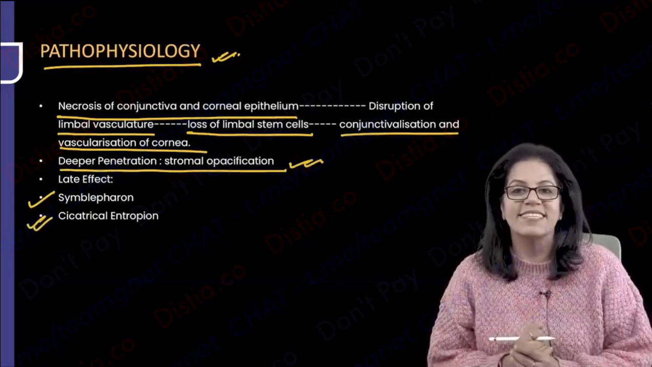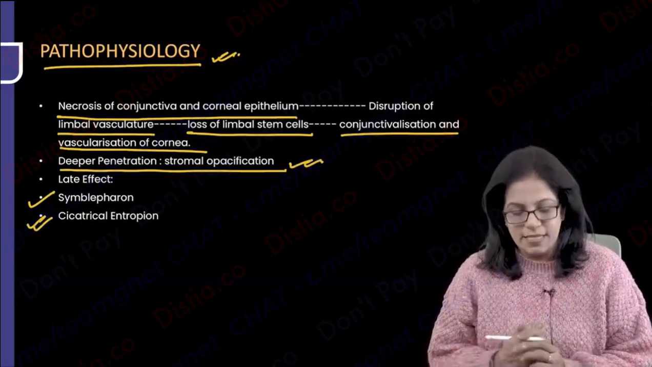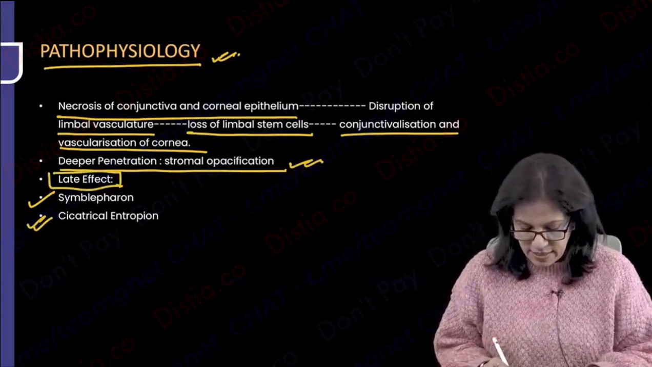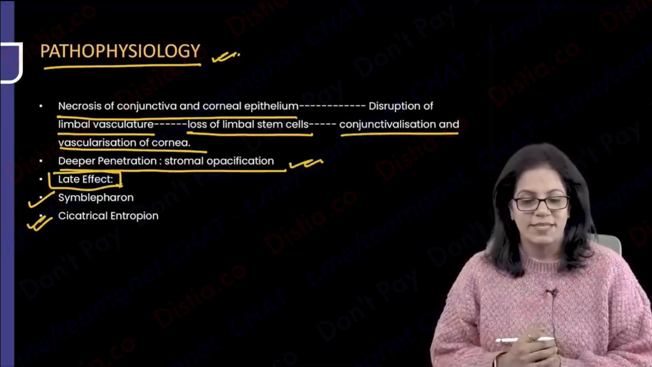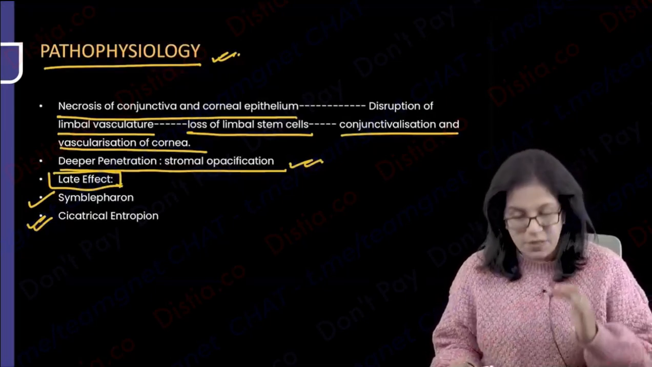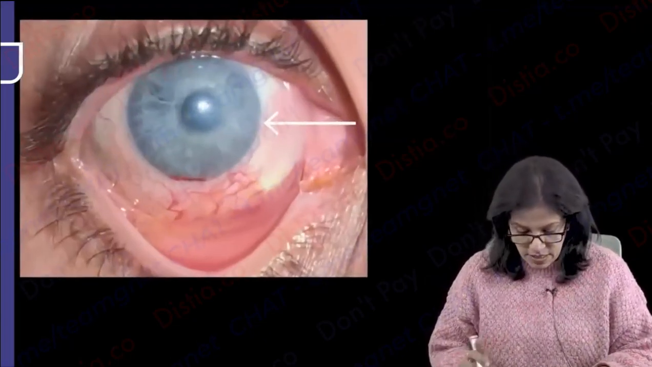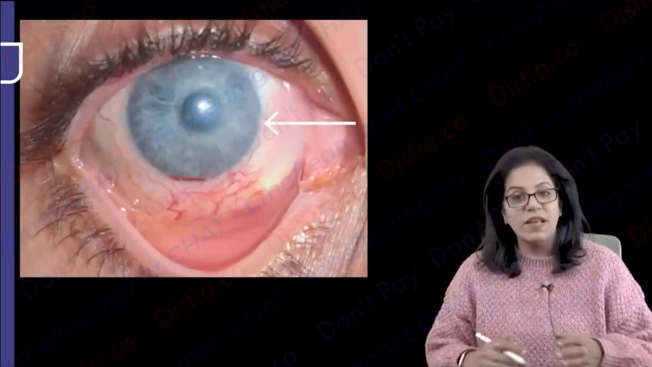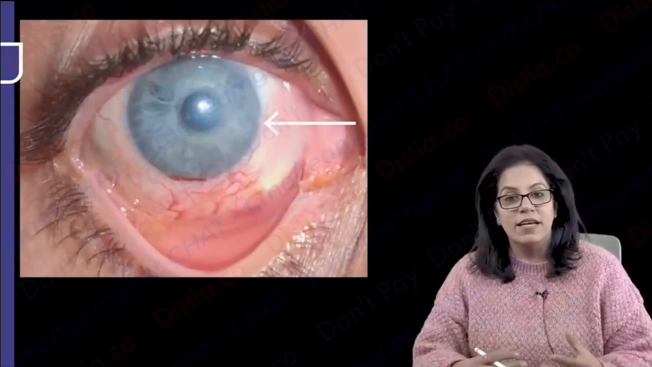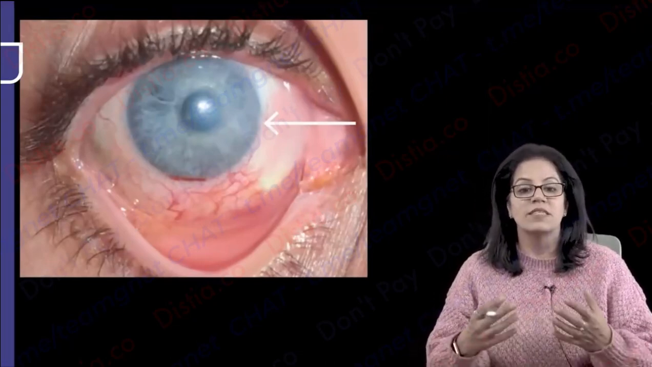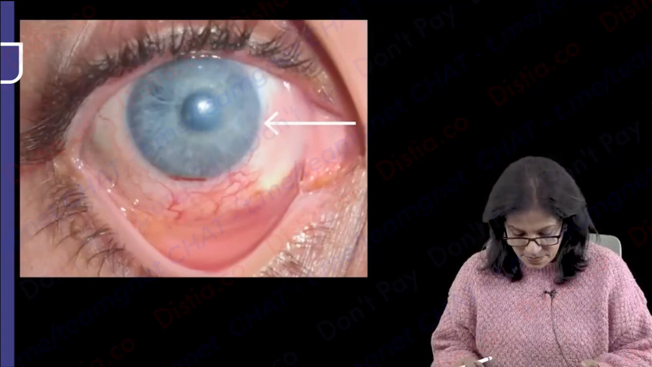We have talked about it in the last chapter. These are the late effects that a chemical injury can cause. Right, that was pathophysiology. So let us have a look at what it is causing. It is causing limbal ischemia. What will happen when there is limbal ischemia? Necrosis and ischemia. It is damaging the stem cells. Don't forget that.